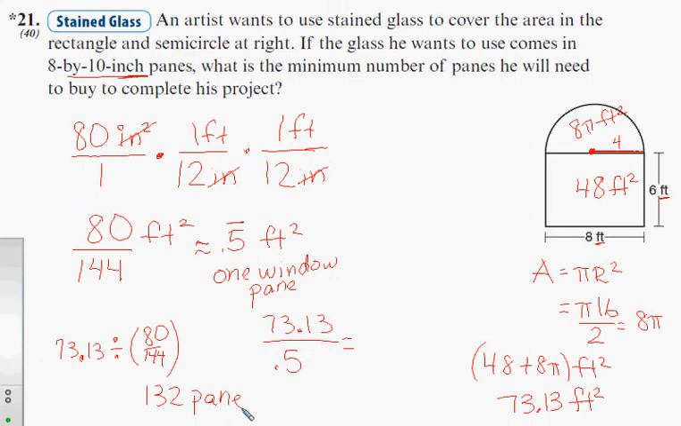Let me just double check that to make sure. Divided by 80 over 144. I got 131.6. Yep, that's right. So 132 panes because you can't go to the hardware store and just get part of a window pane. Okay, hope that made sense.